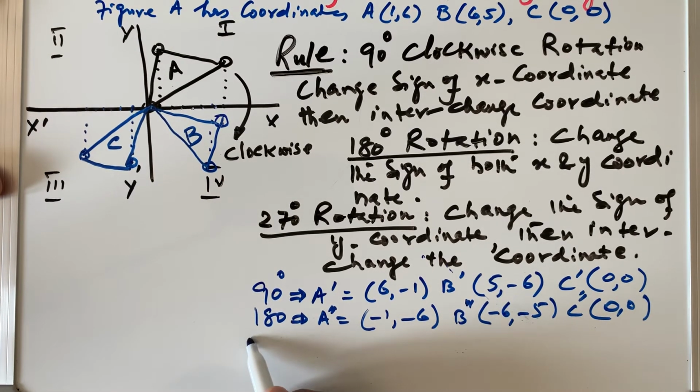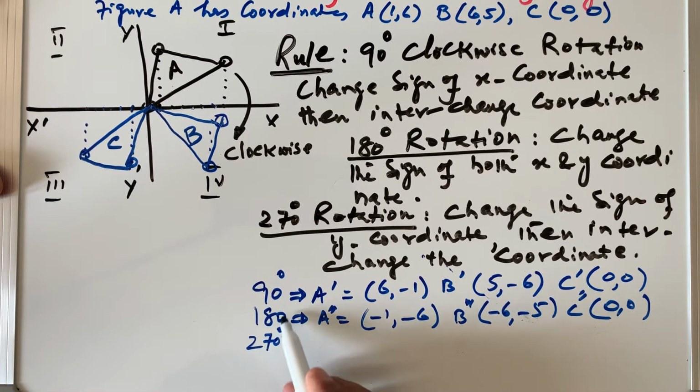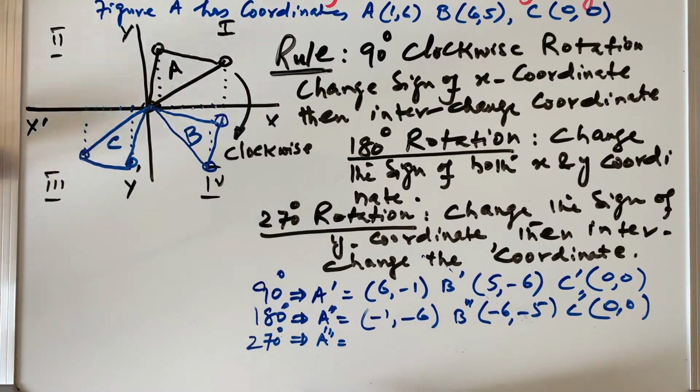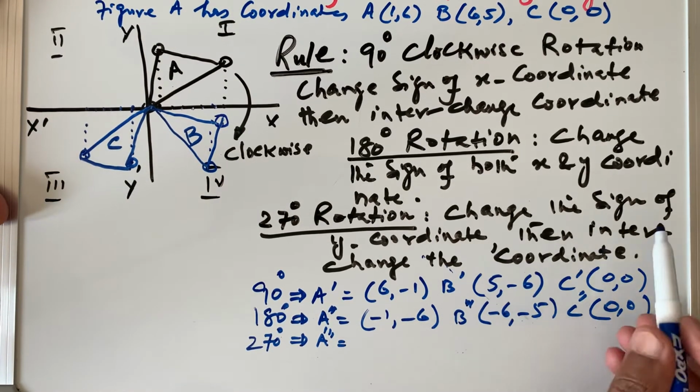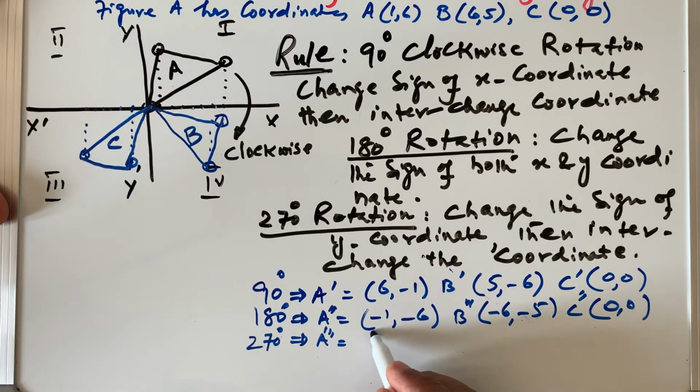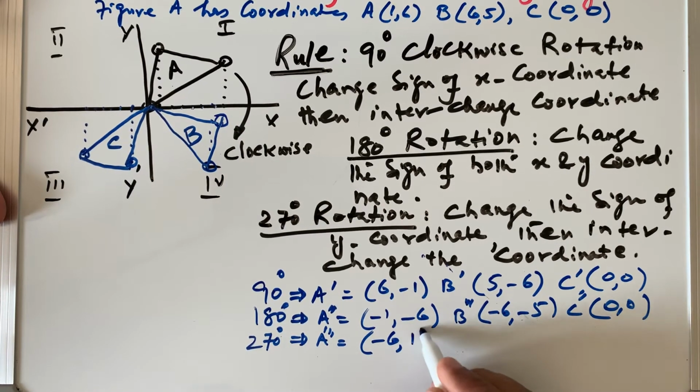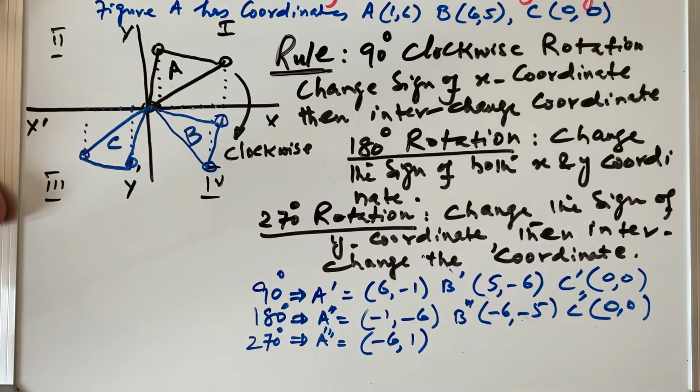Then we have to rotate the triangle by 270 degrees. I will call it A triple dash, the third triangle, rotated clockwise by 270 degrees. What is the rule for a clockwise 270 degree rotation? Change the sign of the y coordinate this time, and then flip it. So minus 6 and 1, right? Change the sign of the y coordinate, so minus 6, and flip it. Flip means the x coordinate becomes y and the y coordinate becomes x.